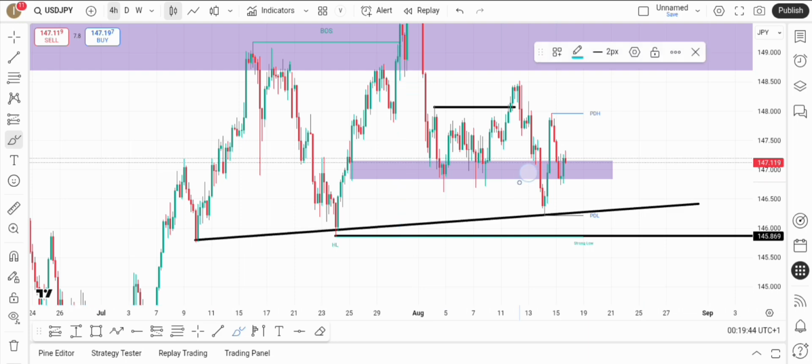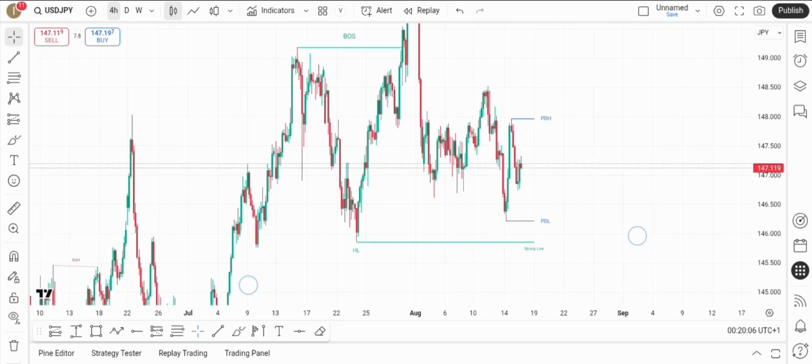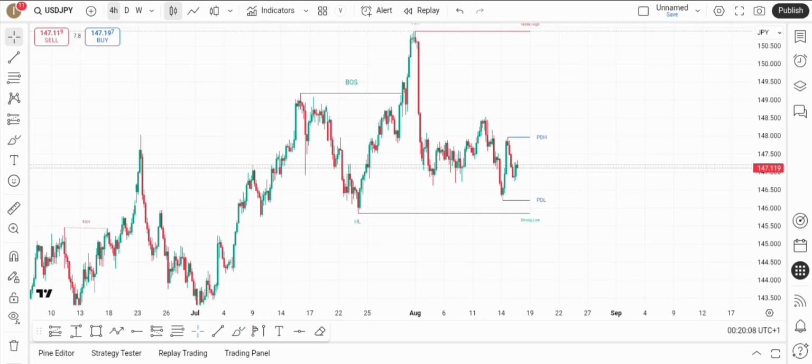So let's clear the chart. Go to the weekly time frame, then do our top down analysis to the 4-hour time frame before going to COT data to see what the institutional traders are doing, so we can get the best point of entry. So let's start from the weekly.